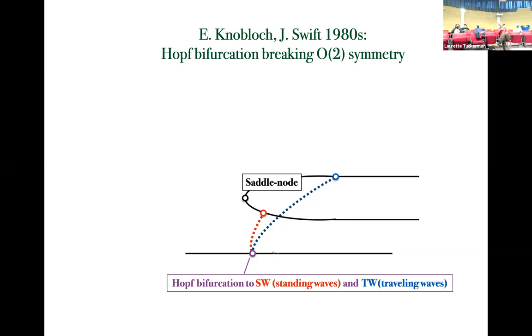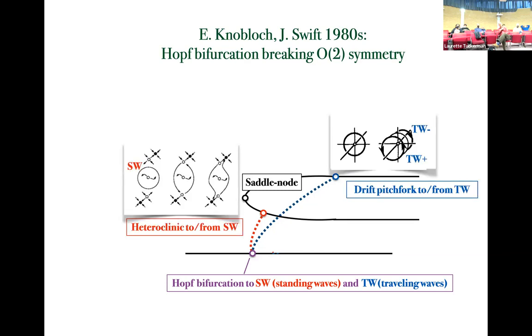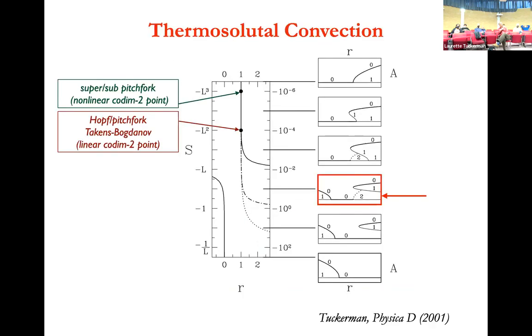Okay, so don't tell me that's not wonderful. I think all nonlinear dynamics classes should have this as the basic problem. It illustrates all the phenomena. So here's the drift pitchfork, which is terminating the traveling waves, and here is the heteroclinic, which is terminating the standing waves. And I did a complete classification of all this in 2001.